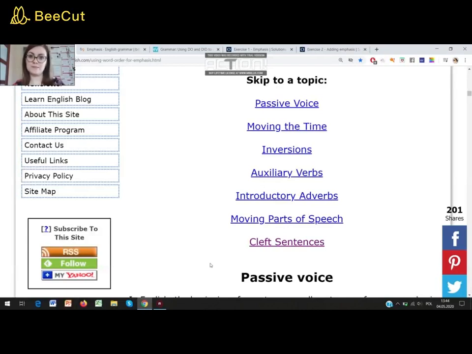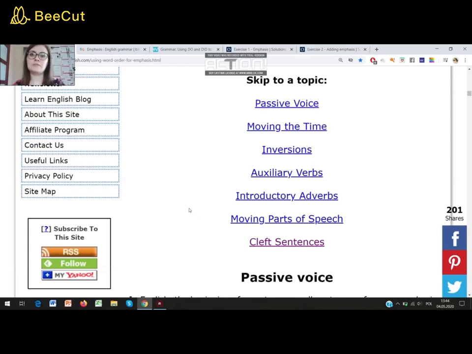I'm an English teacher, and today we'll again focus on some ways to emphasize what you're saying in English or what you're writing, because when you say something you can always use intonation, but when you write something it's not so easy. So let's have a look at some other ways of using emphasis.